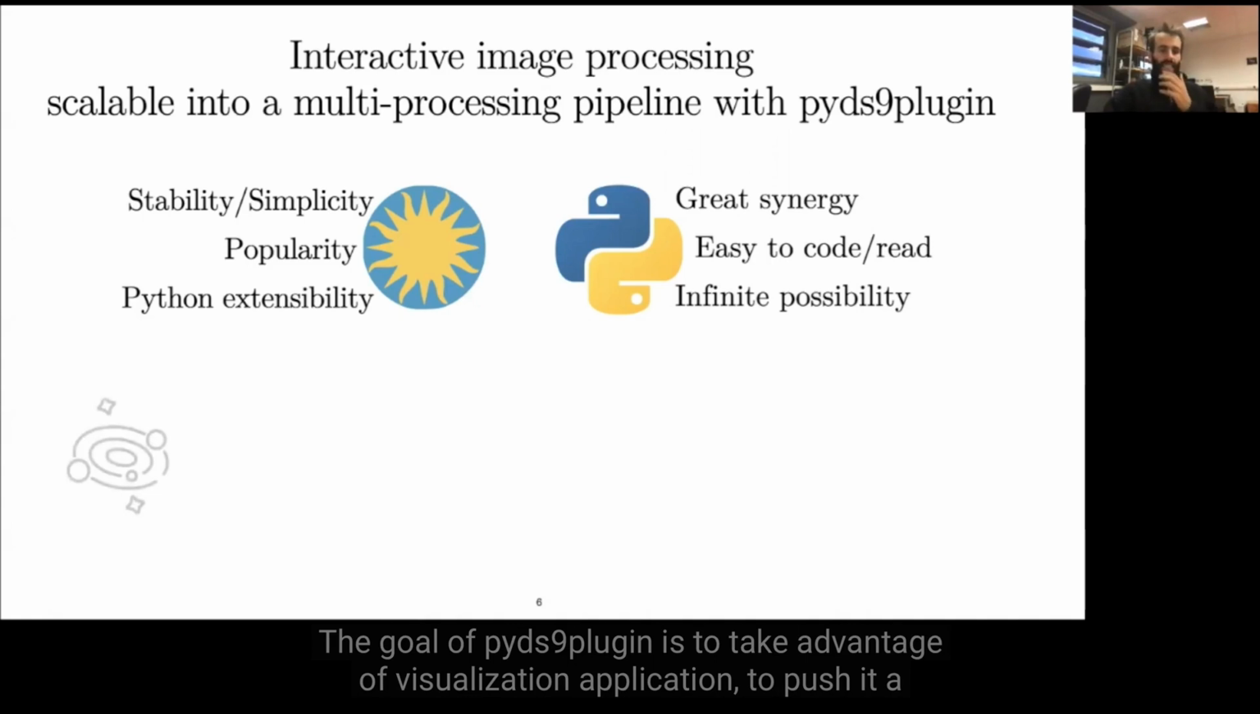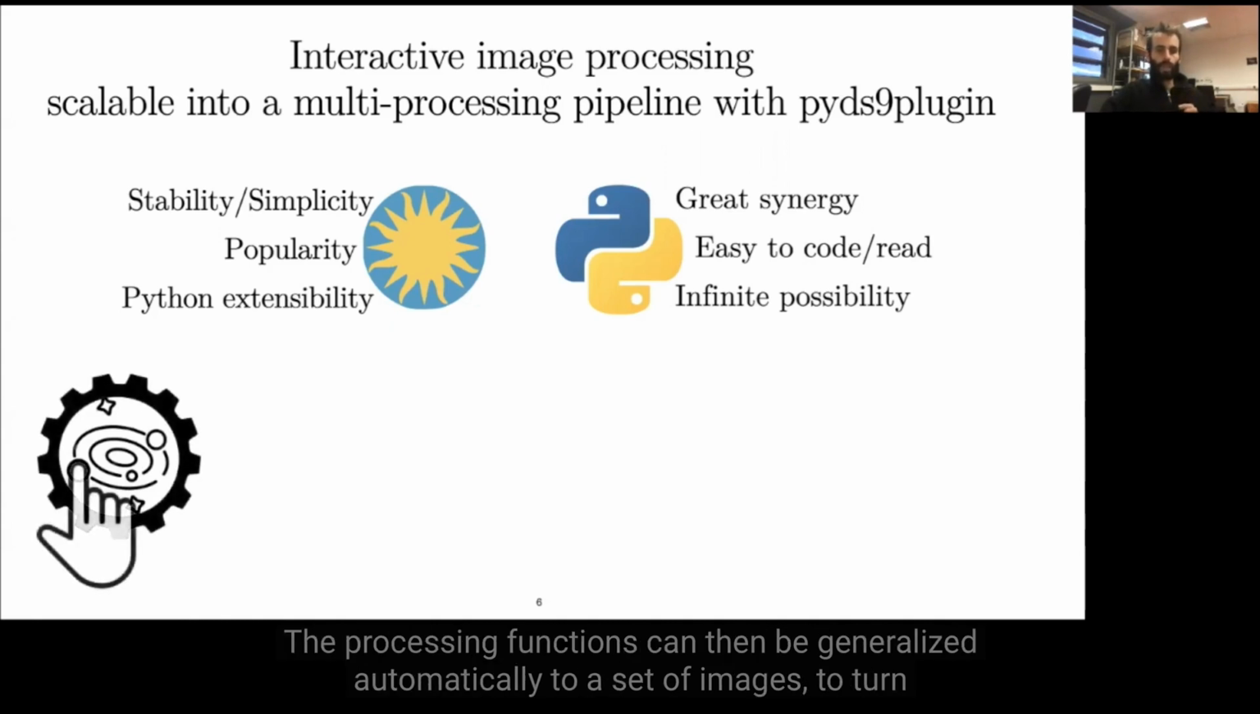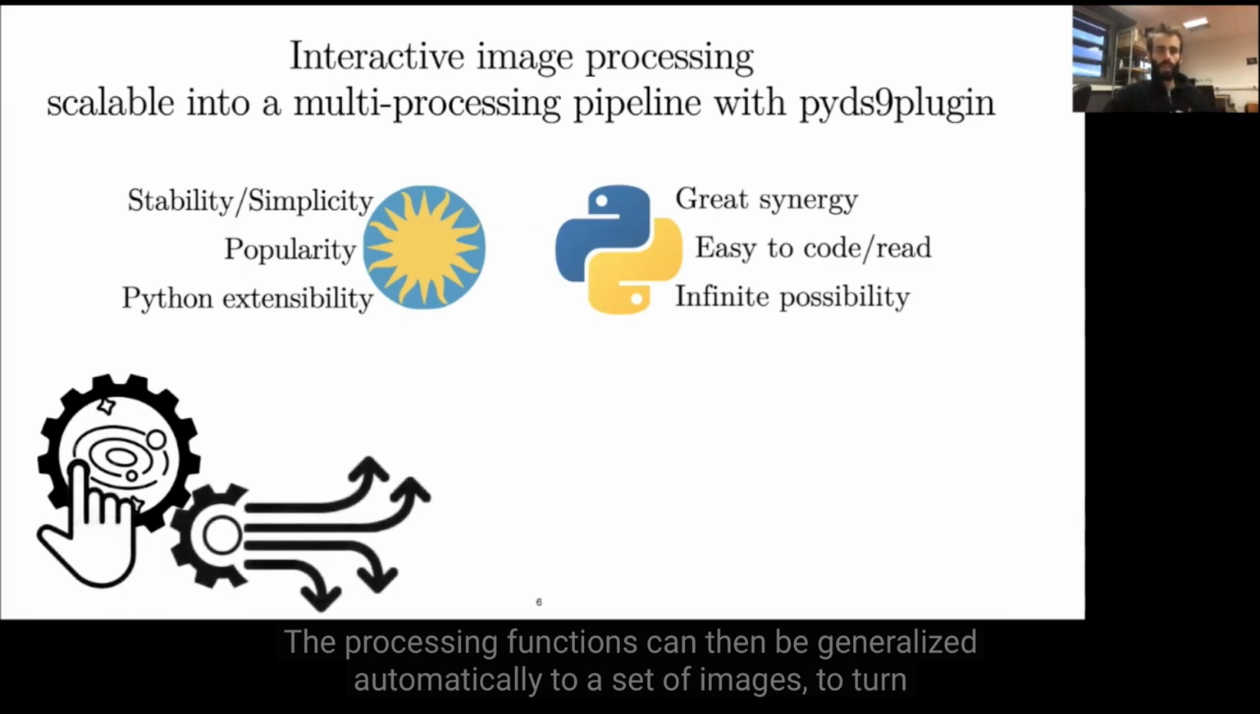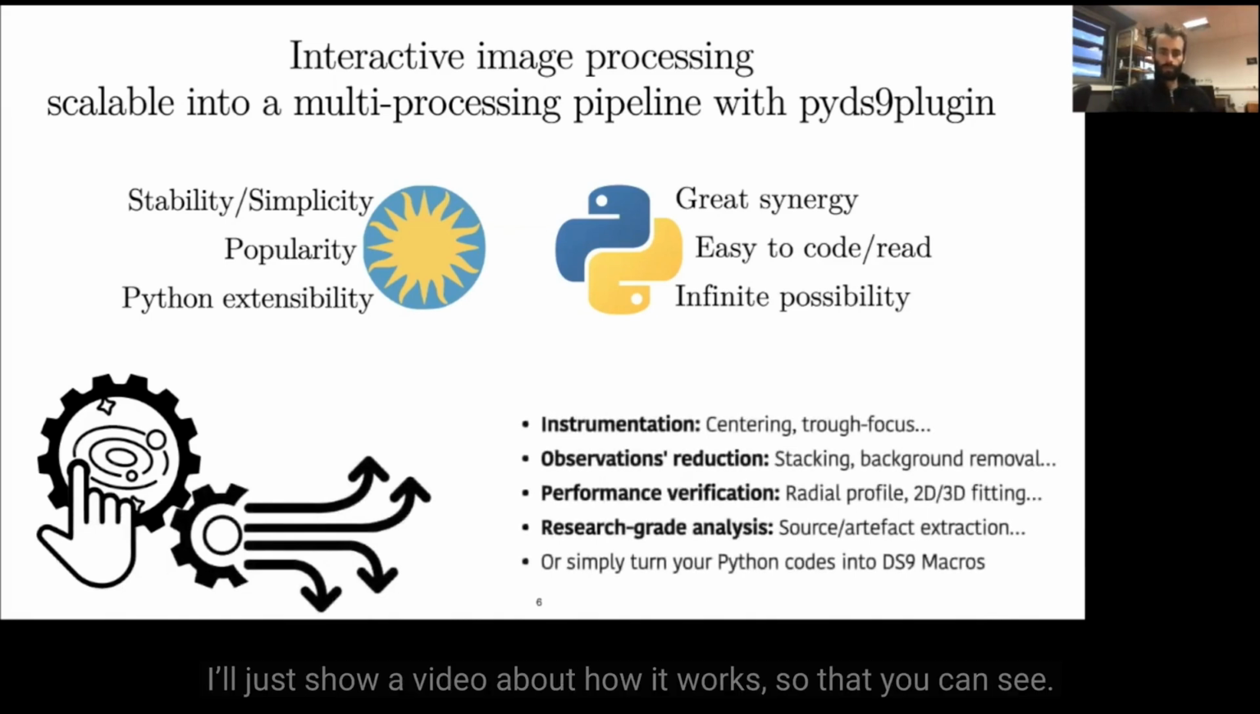So the goal of the pyds9 plugin is to take advantage of the visualization application to push it a step further by allowing to analyze images while keeping a high level of interactivity. The processing functions can then be generalized automatically to a set of images to turn the quicklook tool into a real multiprocessing pipeline. So I'll just show a video about how it works so that you can see.